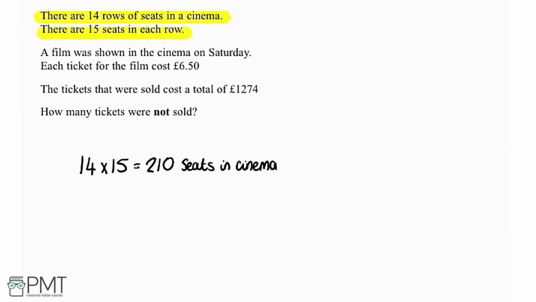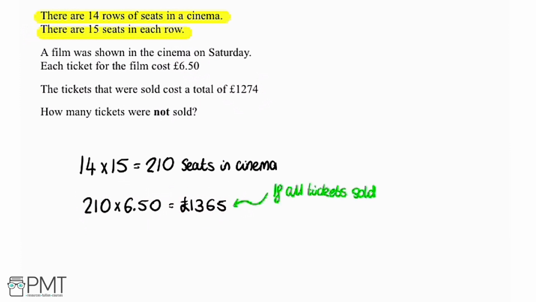So we're told that each ticket for the film costs £6.50. So if the cinema was to sell out, it would be 210 seats, multiplied by £6.50. And if we pop that into the calculator, that gives us 1,365. So that's the total cost of the tickets if all the seats were sold. However, we're told that the tickets that were sold totaled a cost of £1,274. So we're going to take the difference between our total number and the number that was actually sold. So 1,365 minus 1,274, giving us £91.